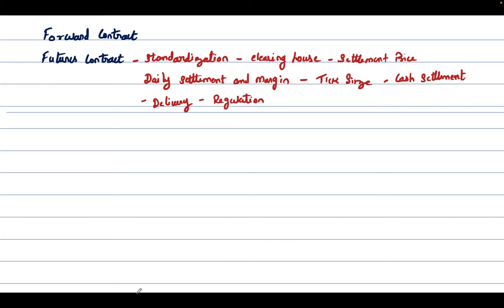So these are the features of a futures contract. First, it is standardized. Second, it has got a clearing house. There is a settlement price, and the settlement price is calculated daily. And the person with the short and long position, they have to deposit a margin amount with the exchange so that their account will be debited or credited accordingly.